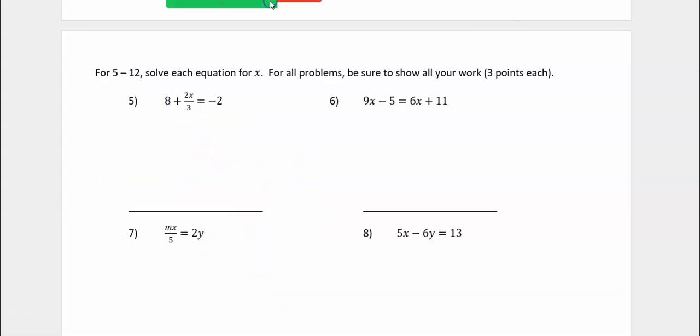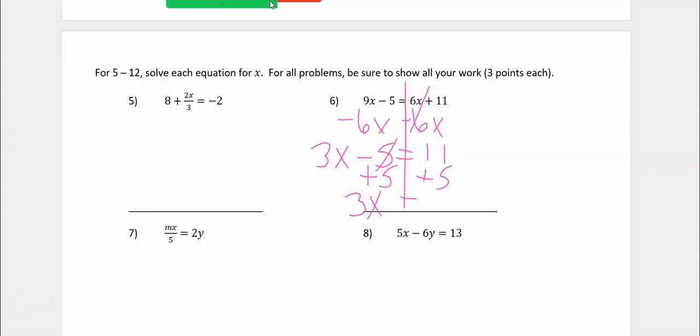For number 6, solving for x again, I'm going to move the smaller x, and I'm going to subtract 6. So that gives me 3x minus 5 equals 11. And then I'm going to add 5. 3x equals 16. Do not let this one scare you.